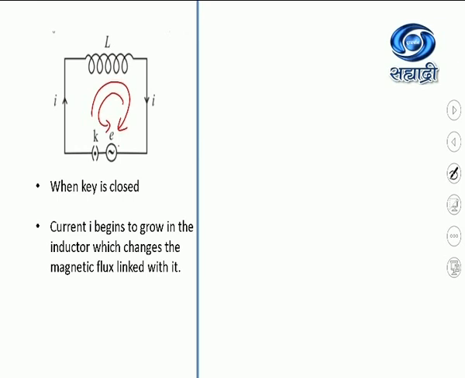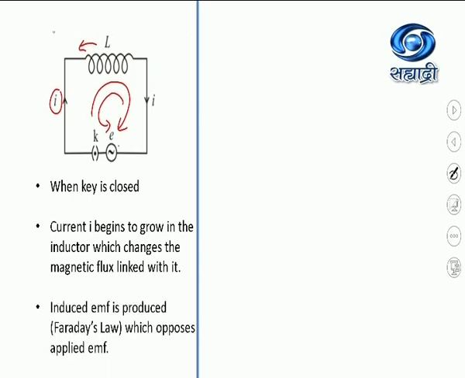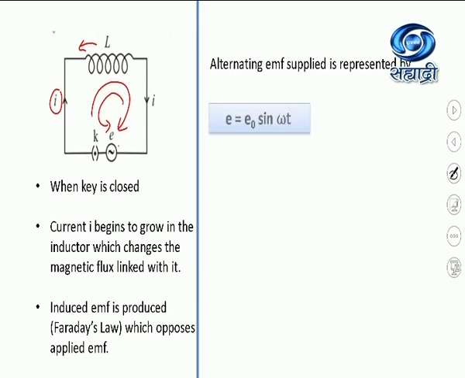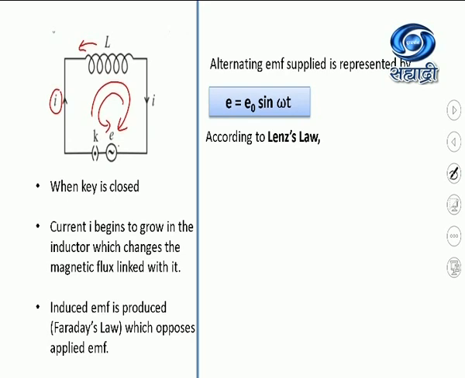So the current due to the supply EMF we'll call the main current, and the current which is produced due to electromagnetic induction will always be opposite to the main current. So the induced current and the main current from the source will be in opposite directions. Now the induced EMF is produced according to Faraday's law, which opposes the applied EMF. The alternating EMF supplied is represented by the standard equation E is equal to E naught sin omega t, where E naught is the peak value and omega t is the phase. Now according to Lenz's law, the induced EMF will always oppose the applied EMF.